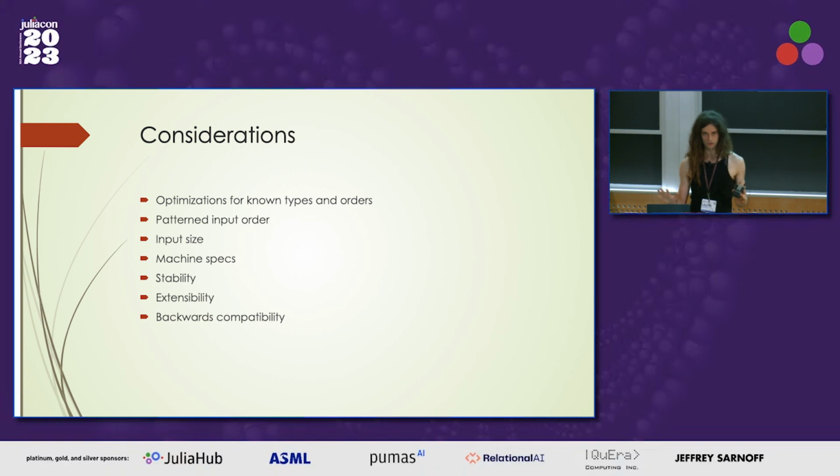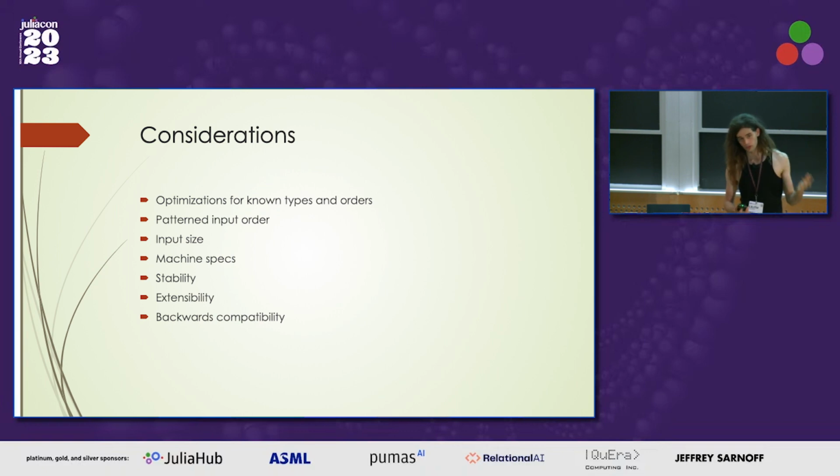But there are some considerations for performance, and for some other factors that we need to think about when making these systems. So, known types and orders. If we have some common case that's well known, we should be able to have really good optimizations. So if we're sorting IEEE floating point values into ascending order, that's something that's well known and we should have a good, efficient algorithm for, and we do.